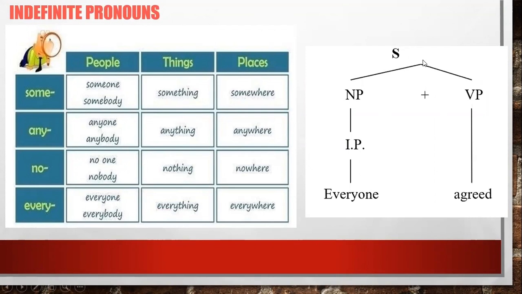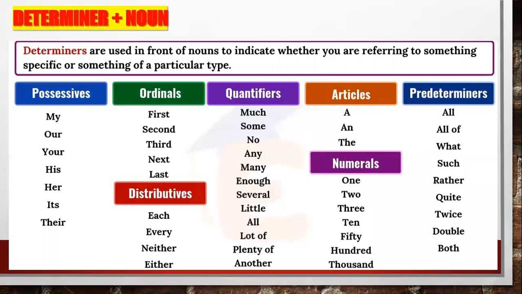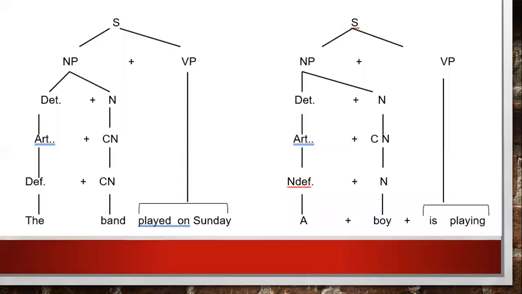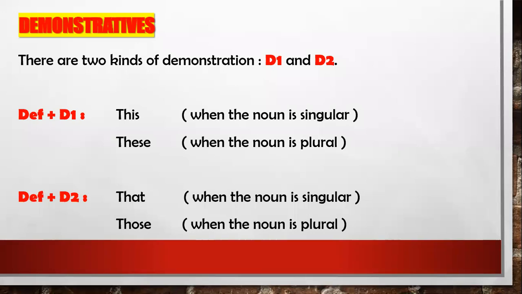All right, and the last one that we have talked about is the determiner plus a noun. Remember, which are the determiners? Determiners are the noun modifiers, and they precede a noun. Their function is to express reference. Now we give more detailed information about the noun, and we are going to mark nouns. Remember the list of determiners: possessives, ordinals, quantifiers, articles, distributives, numerals, and predeterminers. And then we talked about the definite and indefinite article, and also the pre-articles, and we finished with the demonstratives, D1, D2.